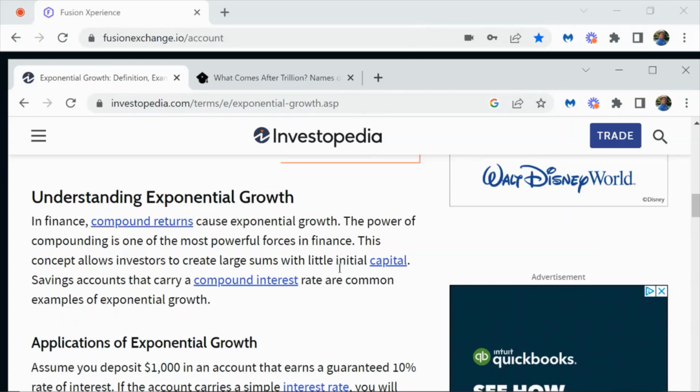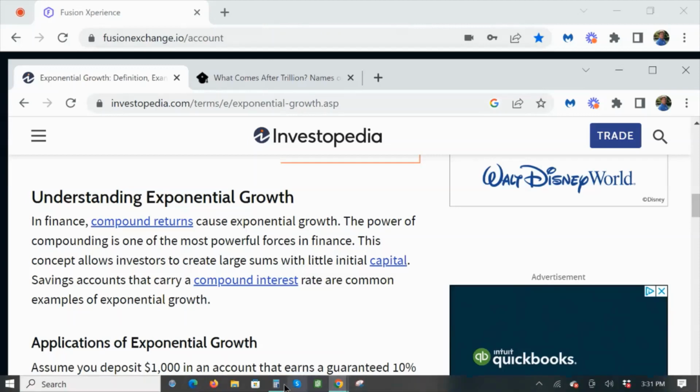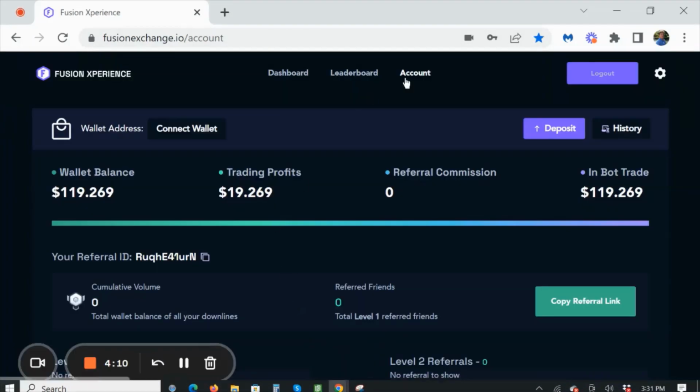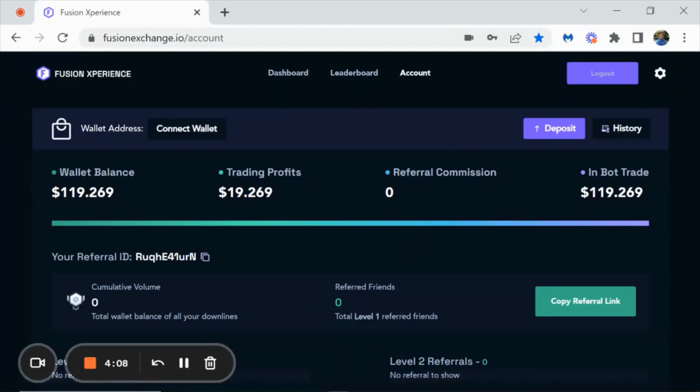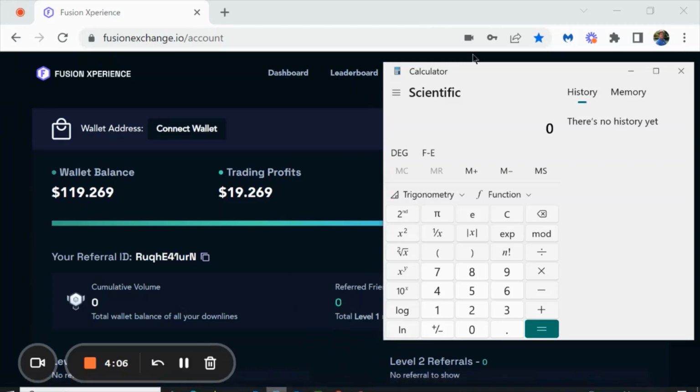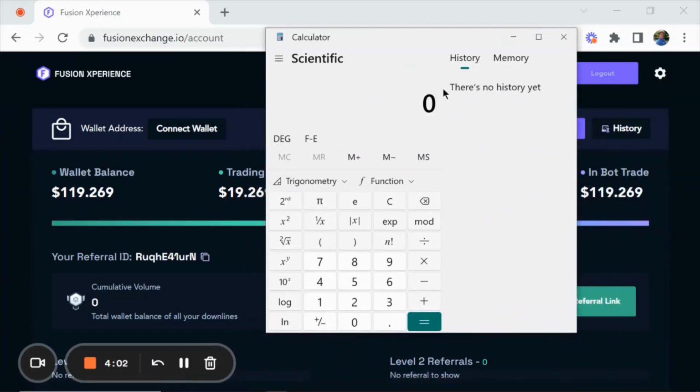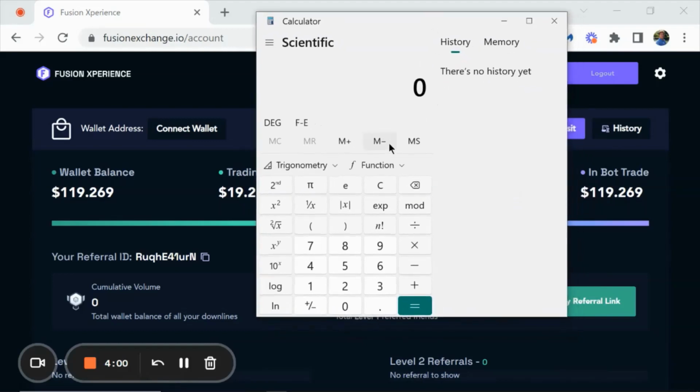And please take a moment to look at this article when you get a chance. It's on Investopedia. Now, I wanted to go into exactly an example of what exponential growth can mean for you. And to do that, I'm going to actually do the math for you really quickly. Math is fun when you're dealing with money and exponential growth.